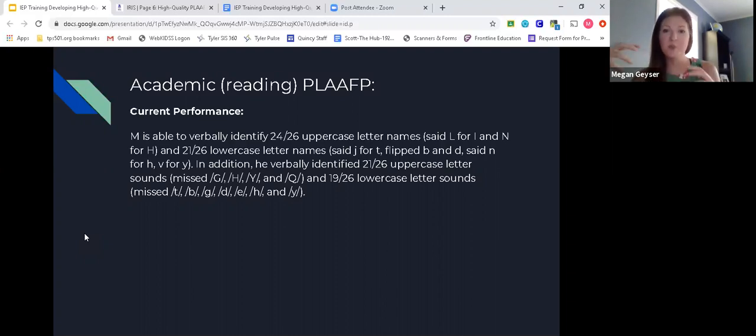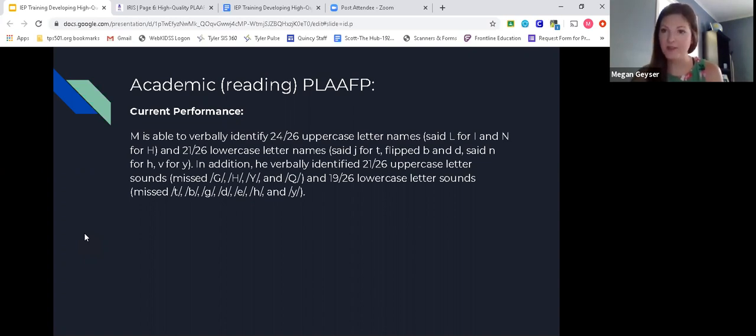And I put some more detail on this one. I think it's really important because this is an error analysis component. For example, the student was able to identify 21 out of 26 lowercase letter names, and I put in there exactly what he did when he was given this assessment. So he said J for T, he flipped B's and D's, said N for H, and V for Y.